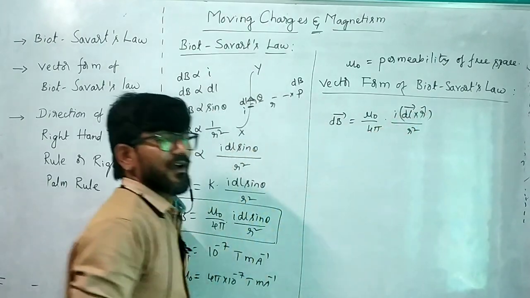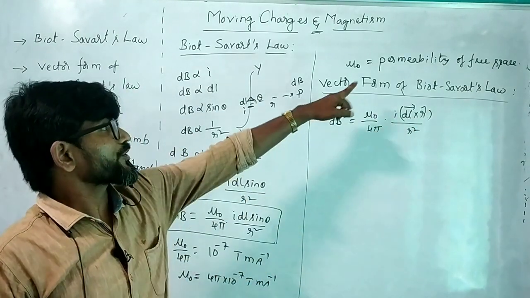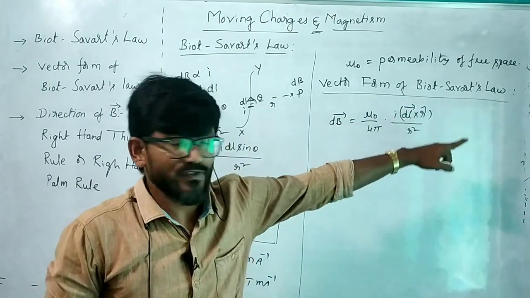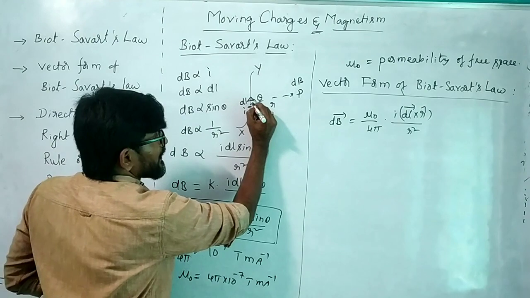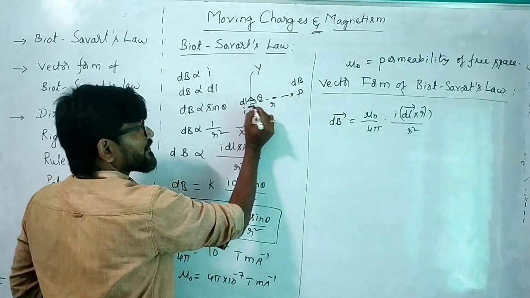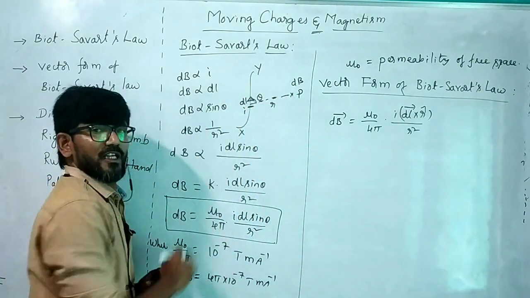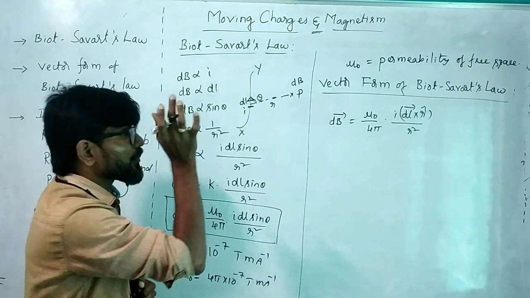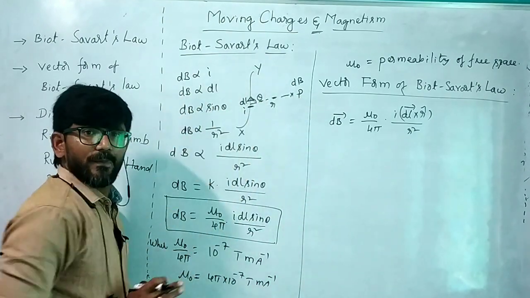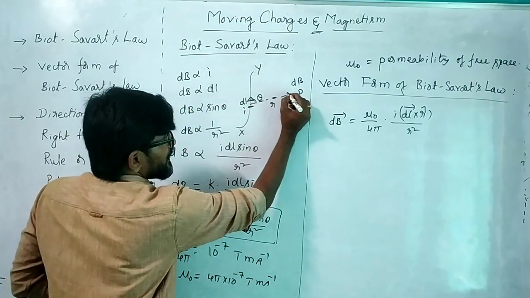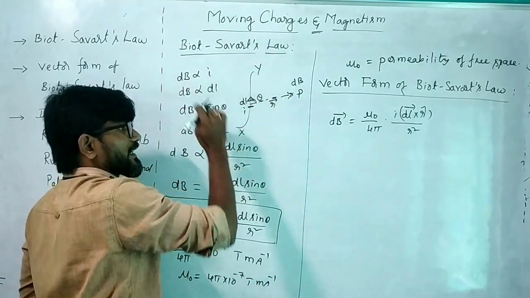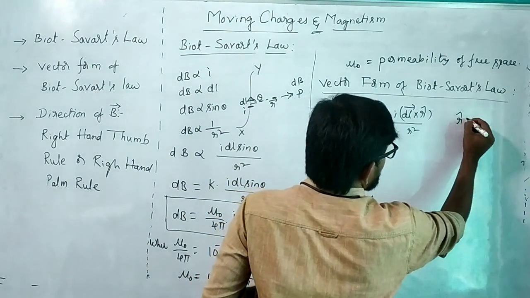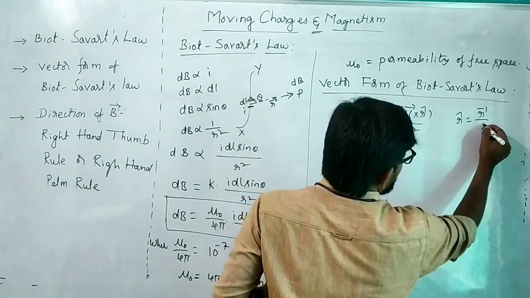So this is the vector form of which law? Biot-Savart's law. Is it clear? Here r cap is the unit vector in the direction of the position vector of this point from the element. Is it clear? So if you draw a line with an arrow, this gives the position vector r bar. So the unit vector of that is given by r cap is equal to the vector by its magnitude.